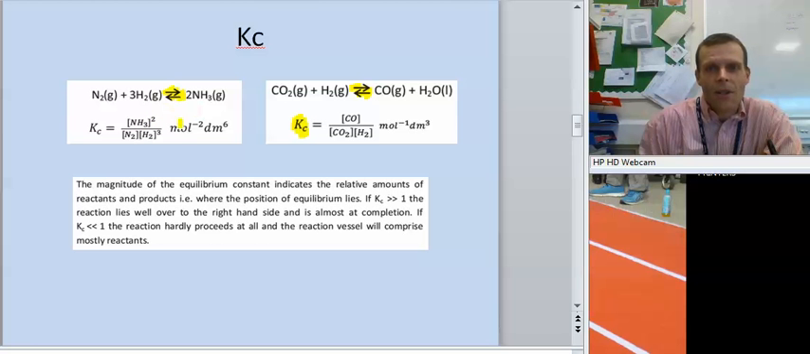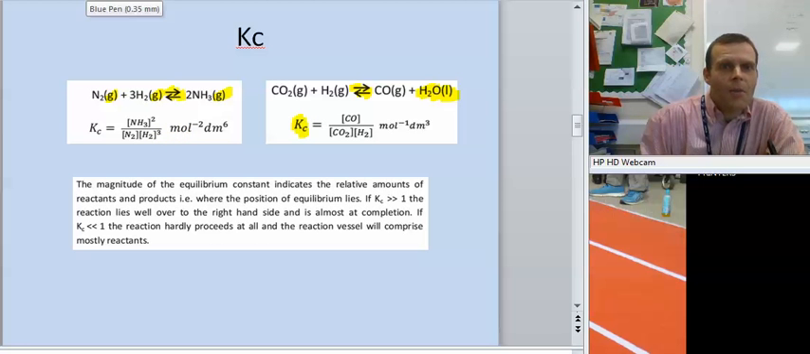So let's focus on this example, because this is a heterogeneous equilibrium, and for the heterogeneous one we'd be looking to leave that out of our expression. We don't really want to go into that here. So we'll just focus on this one, and you can see I've got my NH3 raised to the power 2, H2 cubed, N2 there as well. Square brackets refer to concentrations, and our units of Kc will change depending on what's in our expression here, because each of these square brackets implies mole per decimeter cubed.